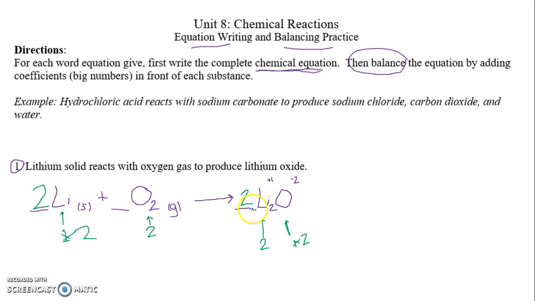You might also notice that this big 2 also doubles my lithium, so there's no longer 2 lithiums in the products, there's now 2 times 2 or 4. That means this original coefficient of 2 that I put out front has to be erased and changed to a 4 so that the lithiums balance also, making the final balanced equation 4 lithiums, 1 oxygen turns into 2 lithium oxides.